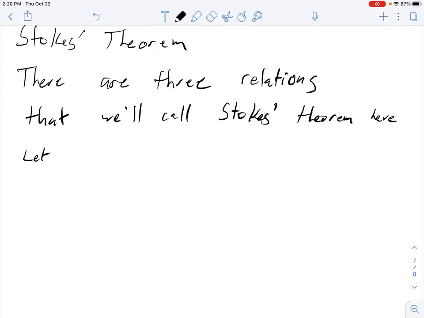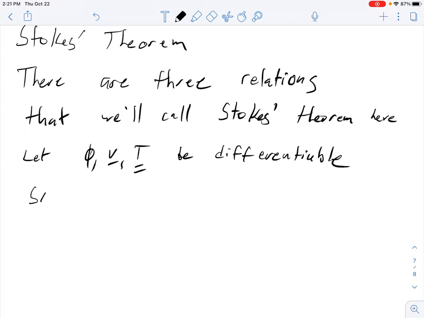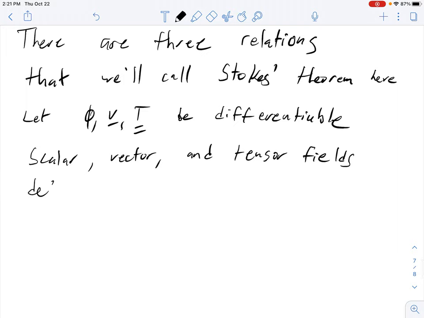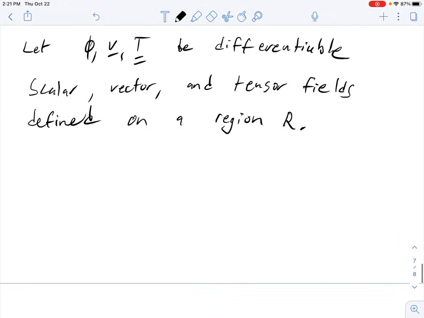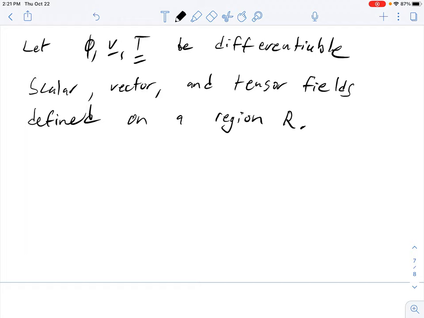So let phi, v, and t be differentiable scalar, vector, and tensor fields defined on a region R. Then, given any positively oriented surface S in R that has boundary C, a closed curve, we will have three relations.